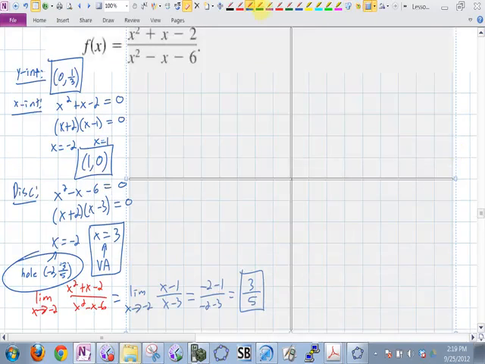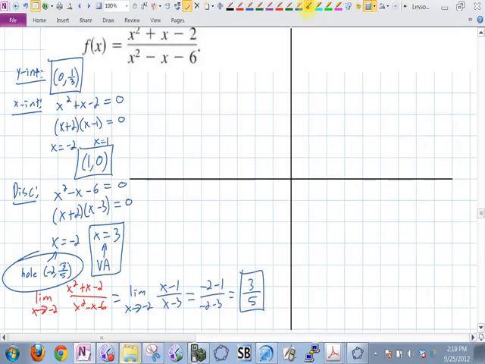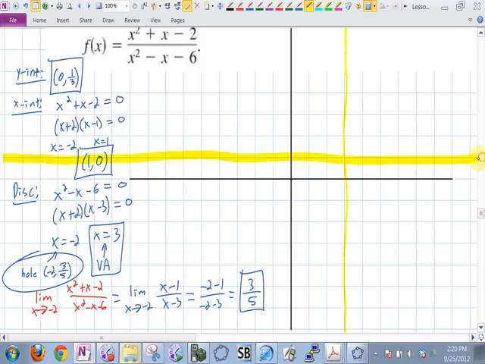So let's see, what information do we have? We have a vertical asymptote at 3. Bam. Oh, I forgot end behavior. What's the end behavior? Is there a horizontal asymptote or not? Yes, there's a horizontal asymptote at 1, because x squared divided by x squared is 1. There's an x-intercept at 1, 0, a y-intercept at 1/3, and we've got our hole at -2, 3/5 right there.